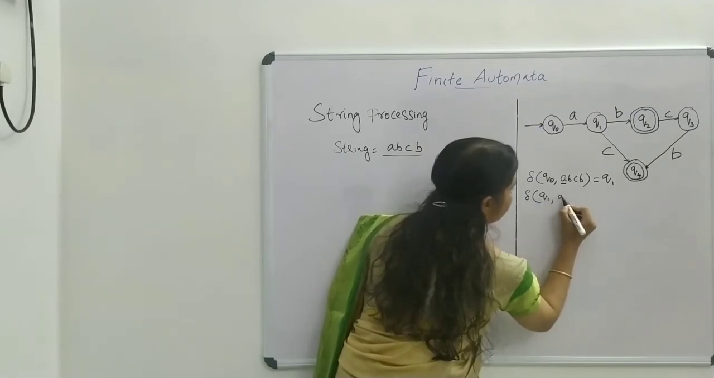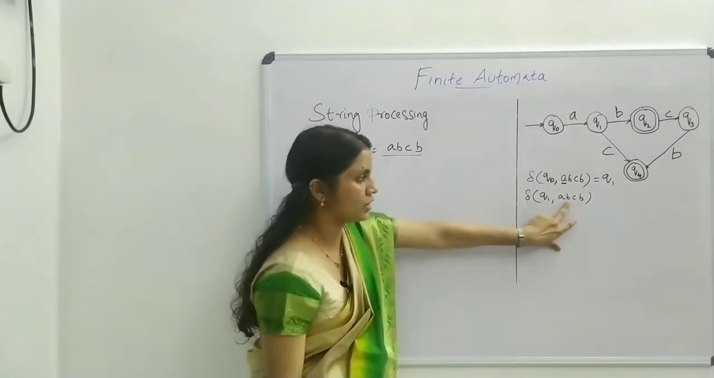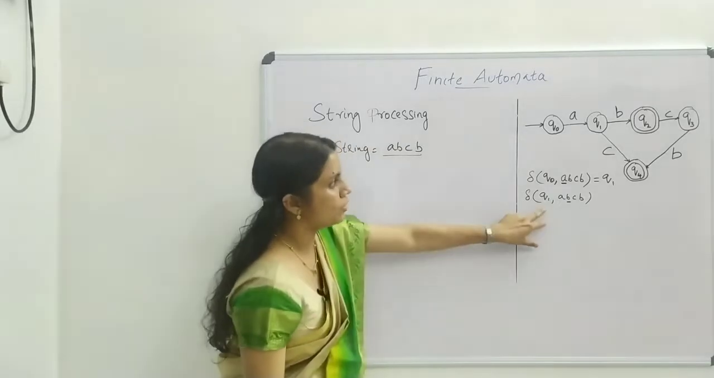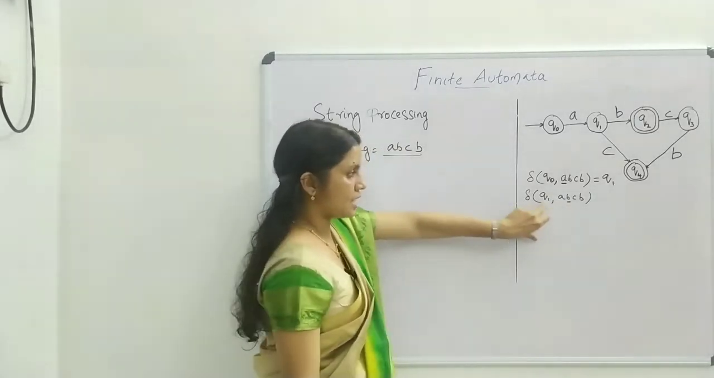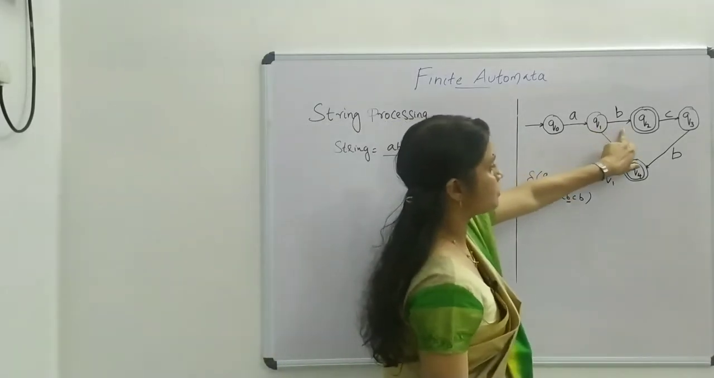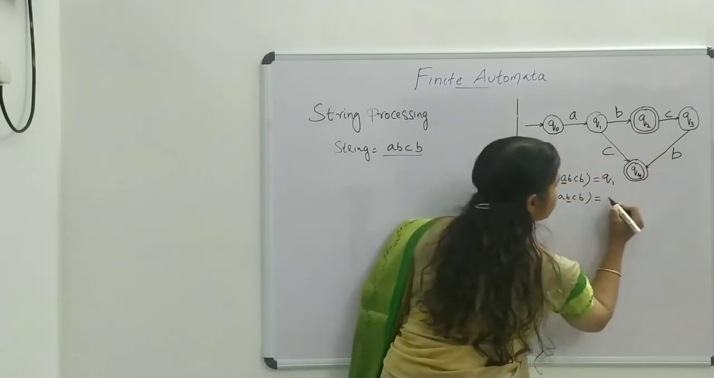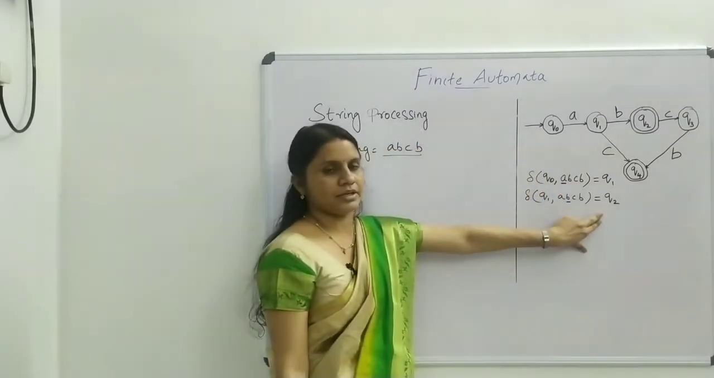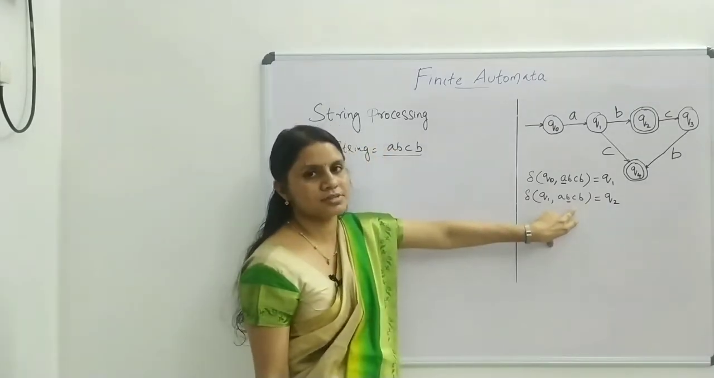Again, the next input will be B. So Q1 on the input symbol B, that is, current state Q1 and input symbol B, moves to the state Q2. Again, Q2 is our final state. Q2 is a final state, but we have not completely processed the string, right?